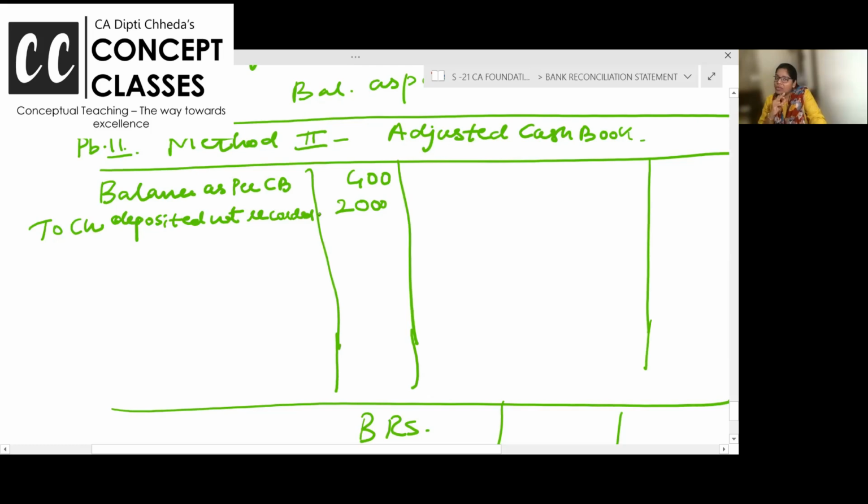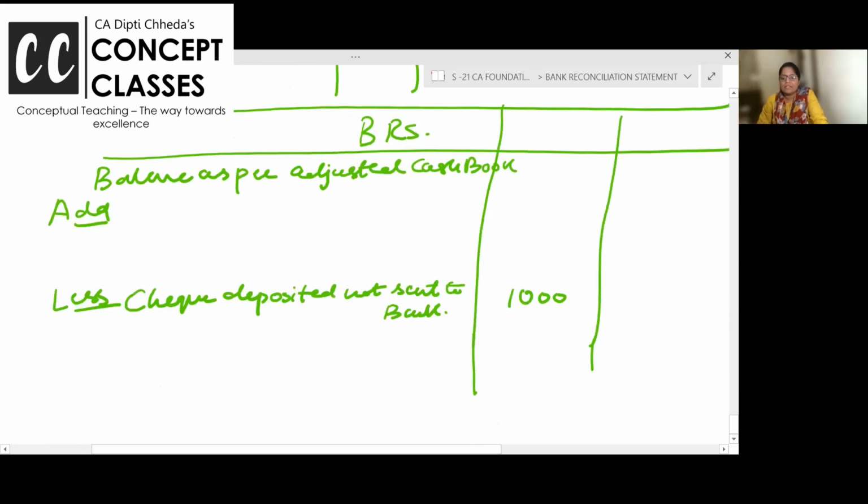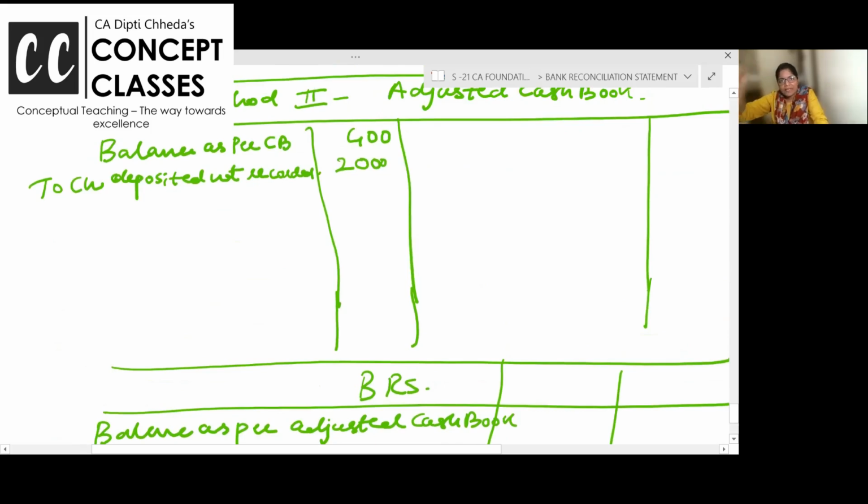Check deposited, not yet collected in the bank. 1500. See, all the three are check deposit. I want to repeat. 1000 was check deposited, debited, but you didn't send for collection to the bank. So you reverse it in the BRS. Timing difference. Second, 2000 check was deposited. Money also came credit, but you didn't record. So record. 1500 check was deposited, but not collected by the bank.